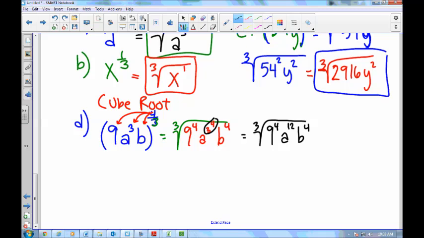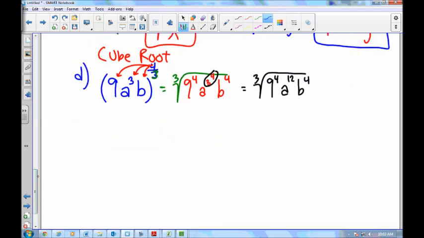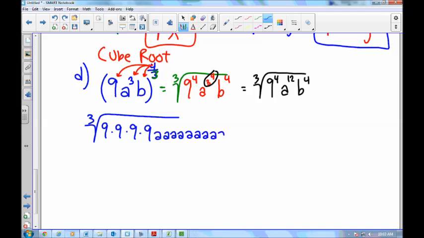We're looking for groups of how many? 3. So, let's see, I'll probably need to go down below. How many 9s are there? 4. So that would be 9 times 9 times 9 times 9, yes? How many A's? 12. 1, 2, 3, 4, 5, 6, 7, 8, 9, 10, 11, 12. Some of you can do this in your head, but to demonstrate, I'm going to write them all out. How many B's? 4. Okay. We're looking for groups of 3.